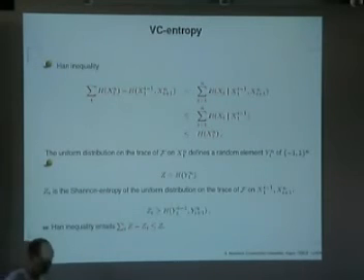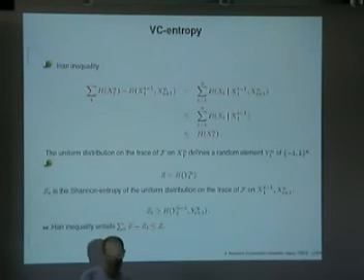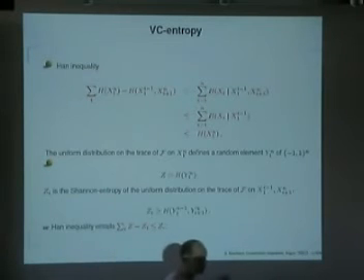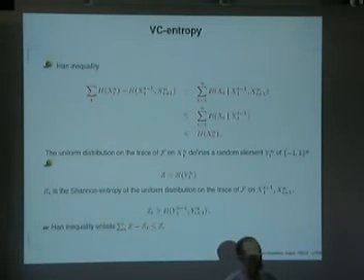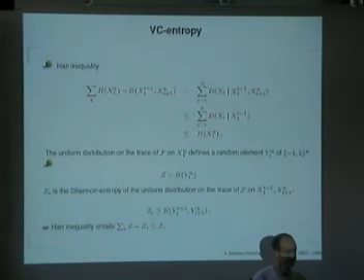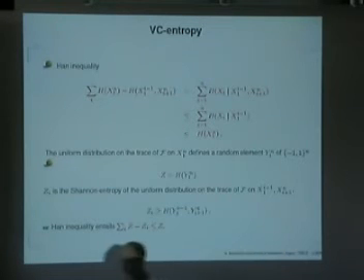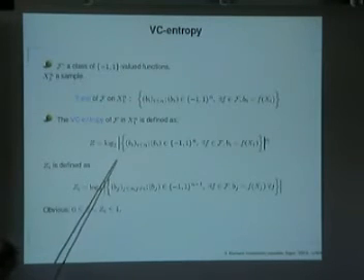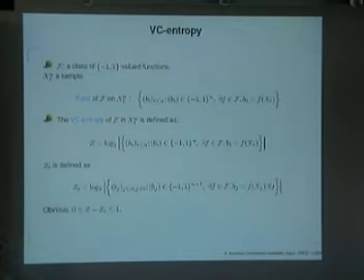Now, the VC entropy, going back to our study. It can actually be considered as the Shannon entropy of the uniform distribution over the trace. Remember, we may redefine the uniform distribution over the trace, plug that into the definition of the Shannon entropy, and you will realize it.